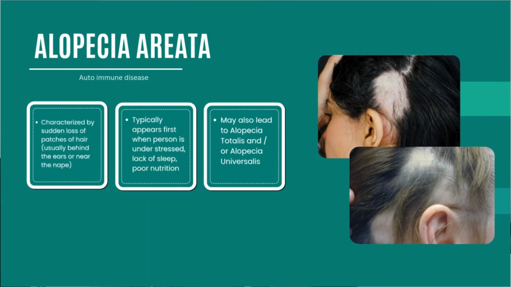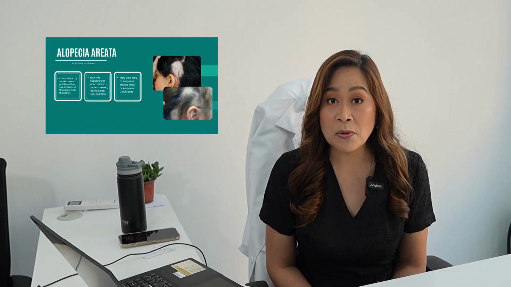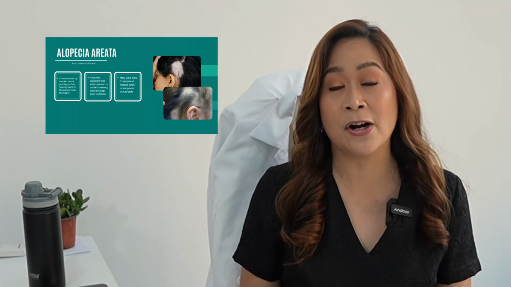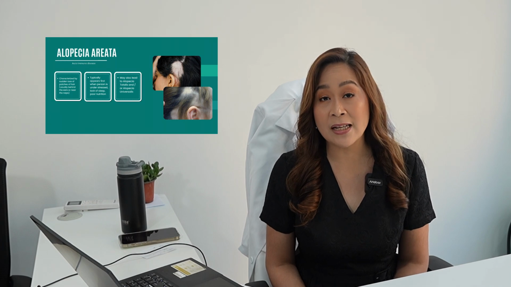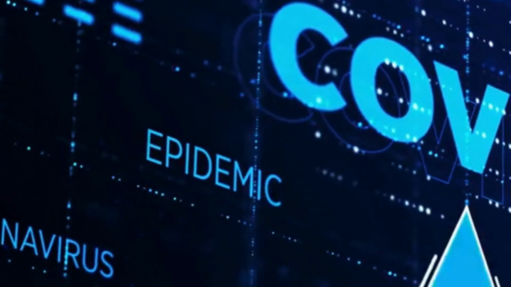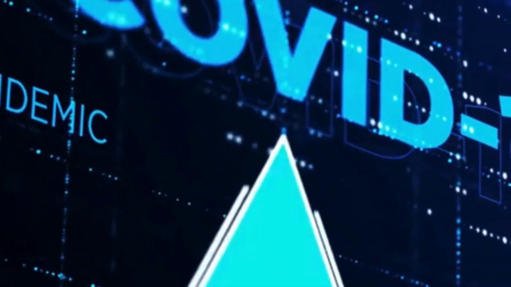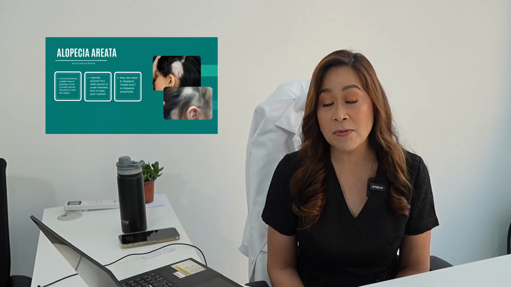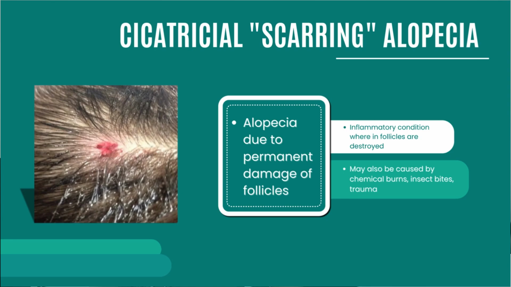There's also such a thing called alopecia areata. This is an autoimmune disease. There is a sudden loss of hair, often patches of hair at the back of the nape or at the back of the ear. In this case, alopecia areata appears first when a person is stressed or when the immune system is low. Usually because of lack of sleep or nutrition, especially during the pandemic, we saw a lot of cases of alopecia areata.